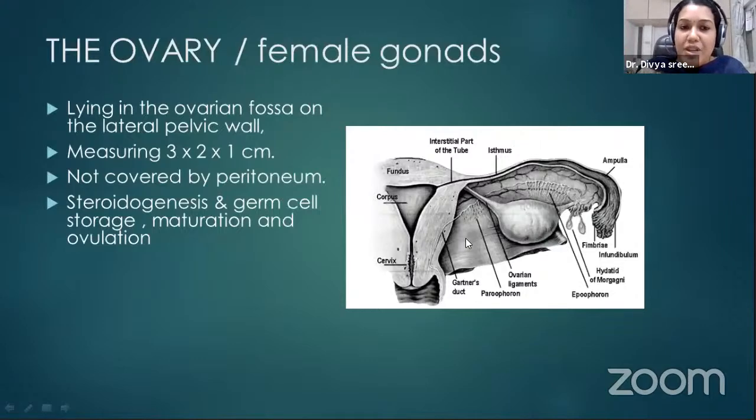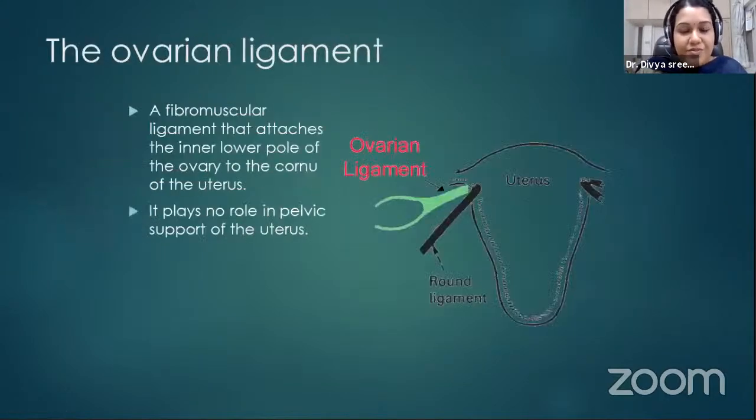The main function of the ovary is steroidogenesis, that is production of ovarian hormones, and also the production of follicles. The ovary is attached to the cornua of the uterus by the ovarian ligament, which is a part of the round ligament also.